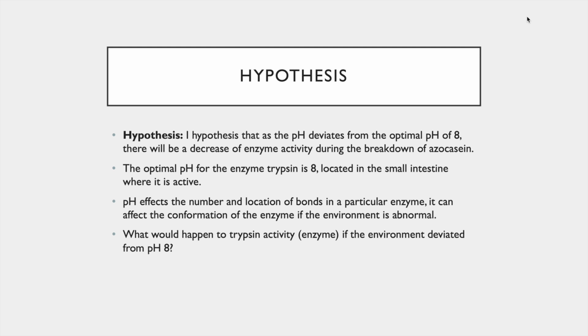I hypothesize that as the pH deviates from the optimal pH of 8, the enzyme activity of trypsin in the breakdown of azocasein will decrease, largely because I know that trypsin is the most active in the small intestine when the pH is around 8, which is optimal. And I know that if the pH isn't optimal, it can affect the enzyme by changing its conformation, because the environment wouldn't be optimal for its activity. So I asked myself, what would happen if the enzyme, in this case trypsin, wasn't in the ideal environment and was below 8 or above 8? And this is what led me to my hypothesis.